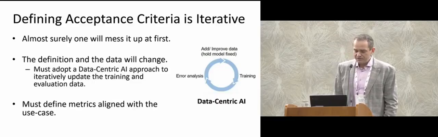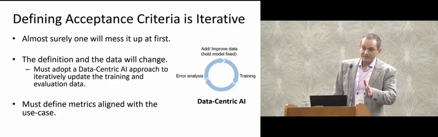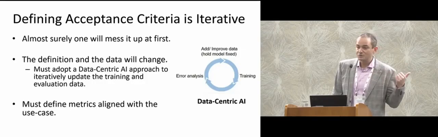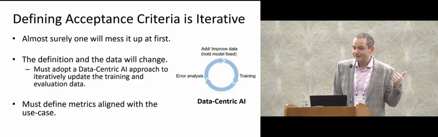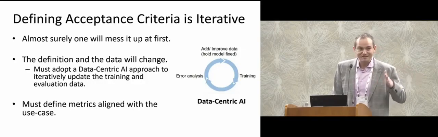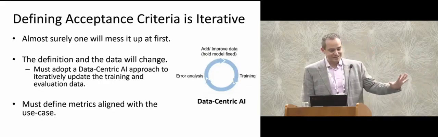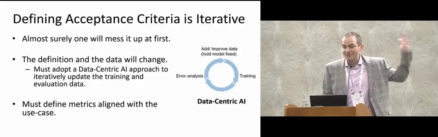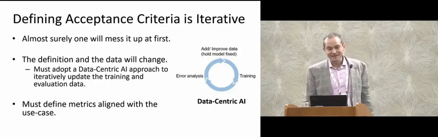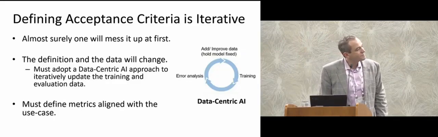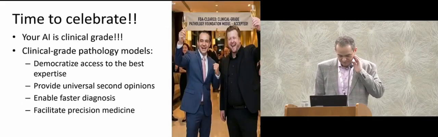Almost surely, you will mess it up at first. The definition and the data will change. Now, I teach a class based on my experience with Paige. One thing I'll tell everybody is, don't just go changing your labels, right? You version your data sets, you version everything, including your data sets. Don't just make a new version, right? You version everything. This is the MLOps. I wouldn't have said this pre-Paige. I've got all this stuff in my head. Anyways, you got to deal with all this.